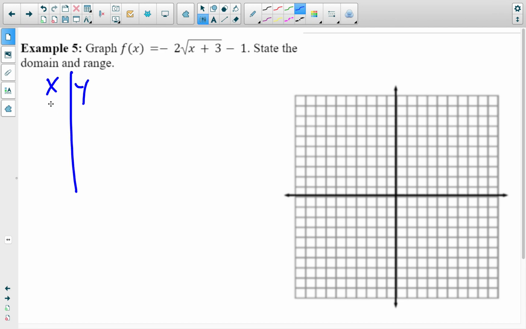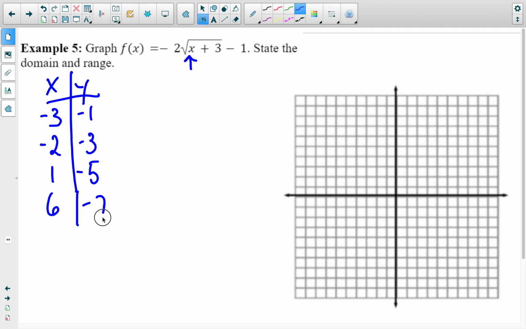Let's make our table. Okay, if you're struggling with what to put here, just start with whatever makes this part under the radical equal 0. Okay, in order to get 1 underneath this radical, we need to plug in a negative 2. In order to get 4, we need to plug in 1. Okay, and in order to get 9, we need to plug in 6. So our perfect squares. And then if we evaluate, we should get these values.